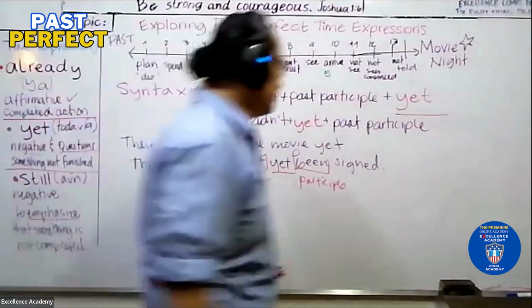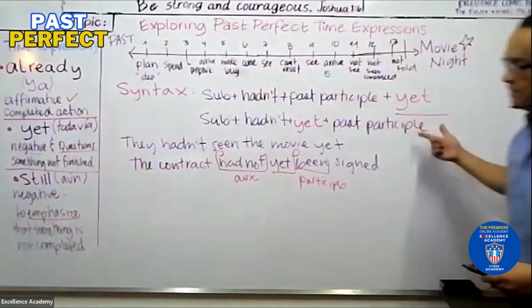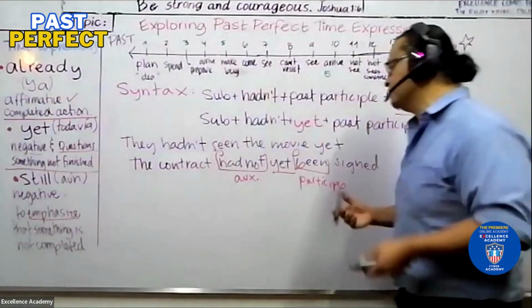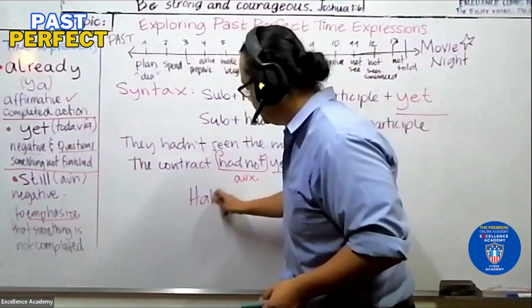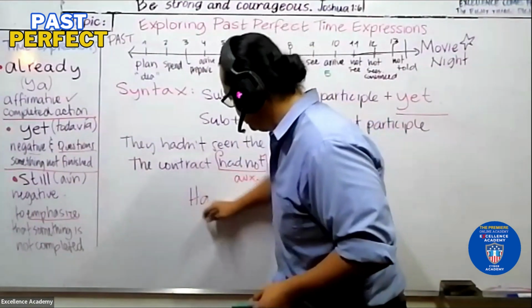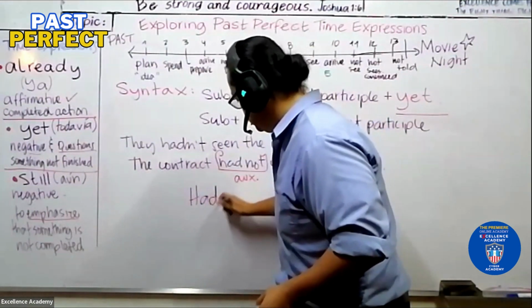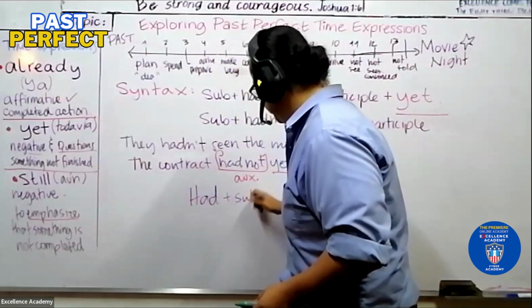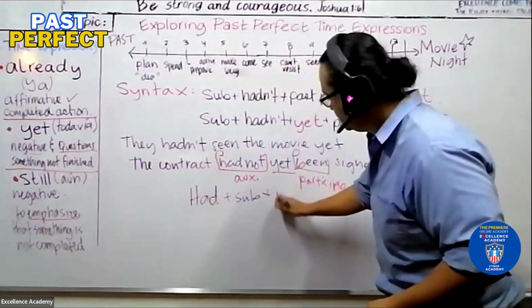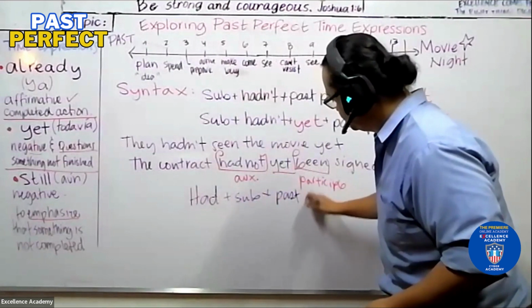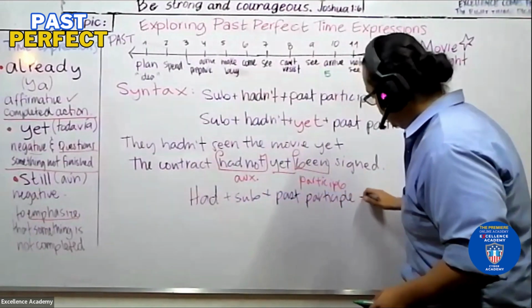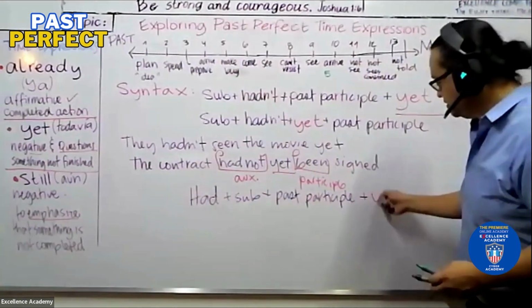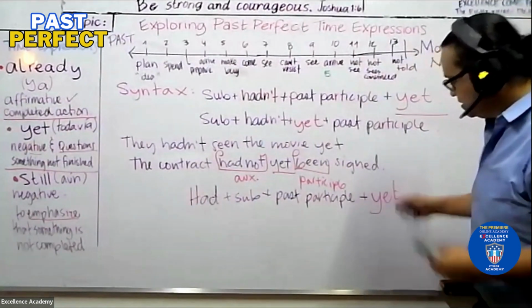Let's also take a look at the question because we have the option to also use a question. So let's say you're going to start the question with the auxiliary had plus the subject plus the past participle, and the yet at the end. In questions, the yet at the end, guys. Okay.